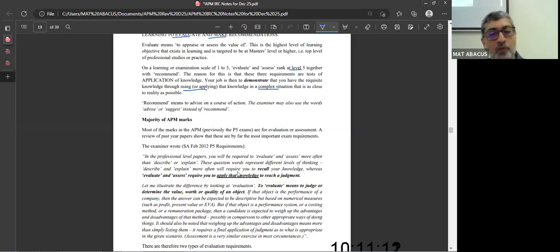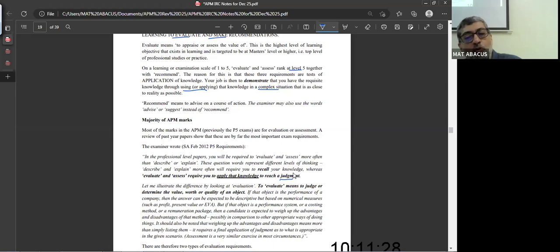Describe and explain more often require you to recall your knowledge, and so basically repeat that knowledge. Whereas evaluate and assess require you to apply that knowledge to reach a judgment. So we need your judgment. Now, judgment is a big word. Students get a bit freaked out with this word.